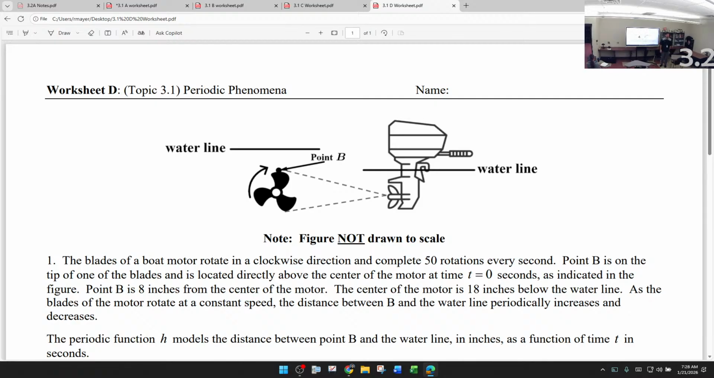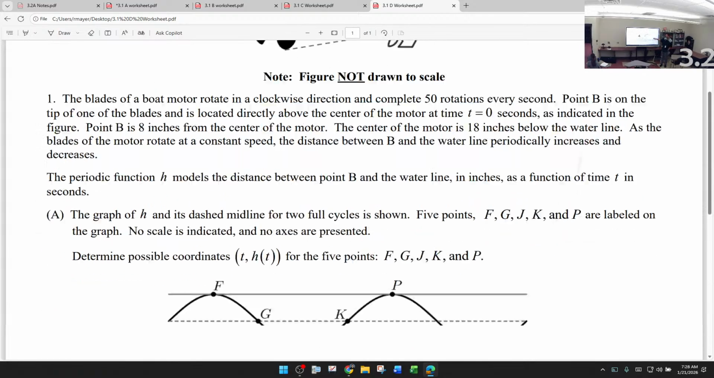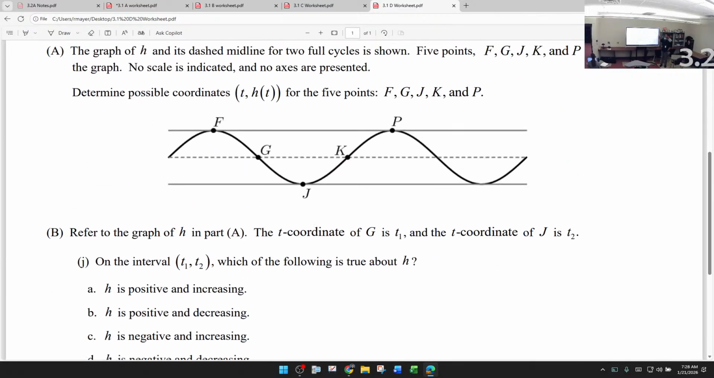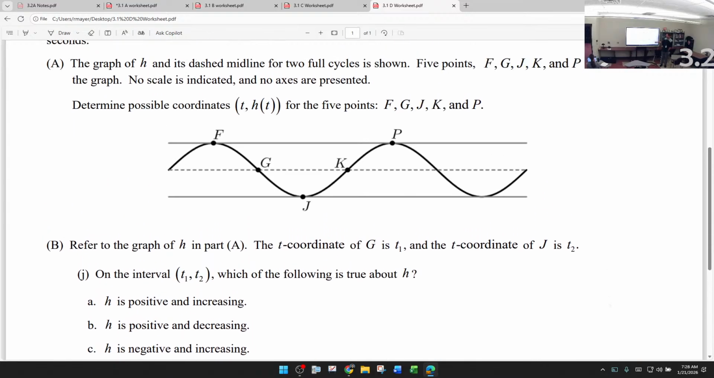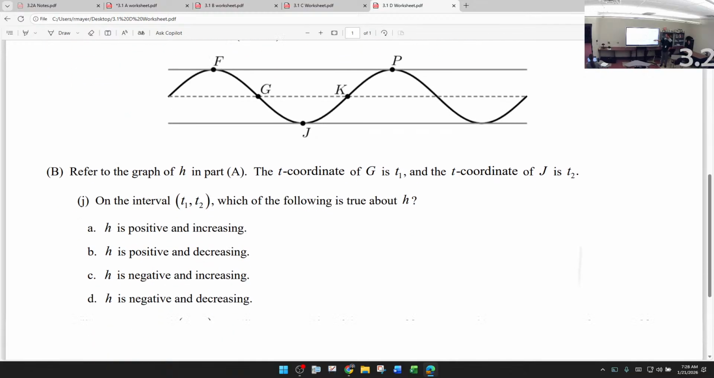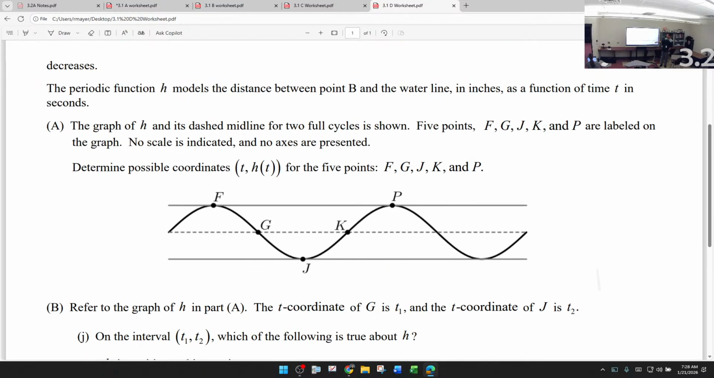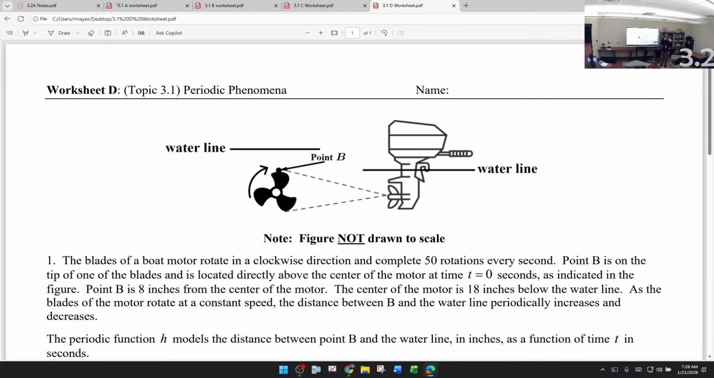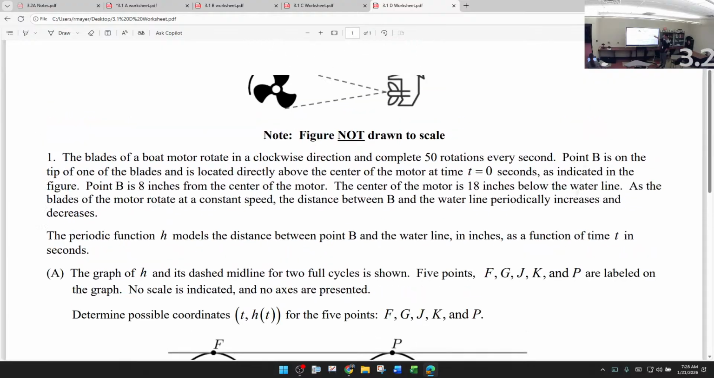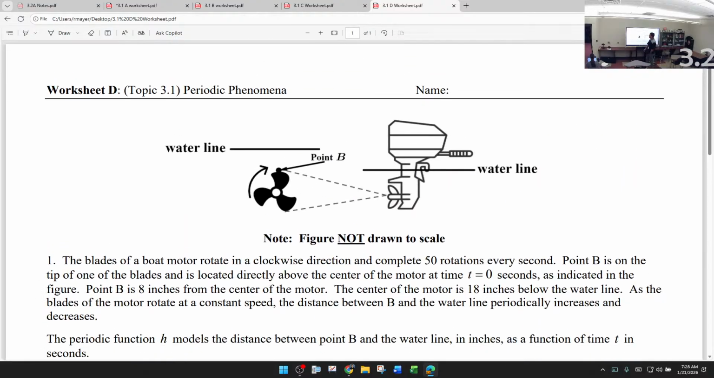Because I'm telling you, that is a free response question on the test. And you're probably going to see F, G, J, K, and P. I don't know why they use those letters, but they do. And they're going to do T and H of T, and all kinds of things. Hopefully those were not too bad for you. Sometimes they'll be negatives, and sometimes they'll be positives. But that is a free response question on the test.